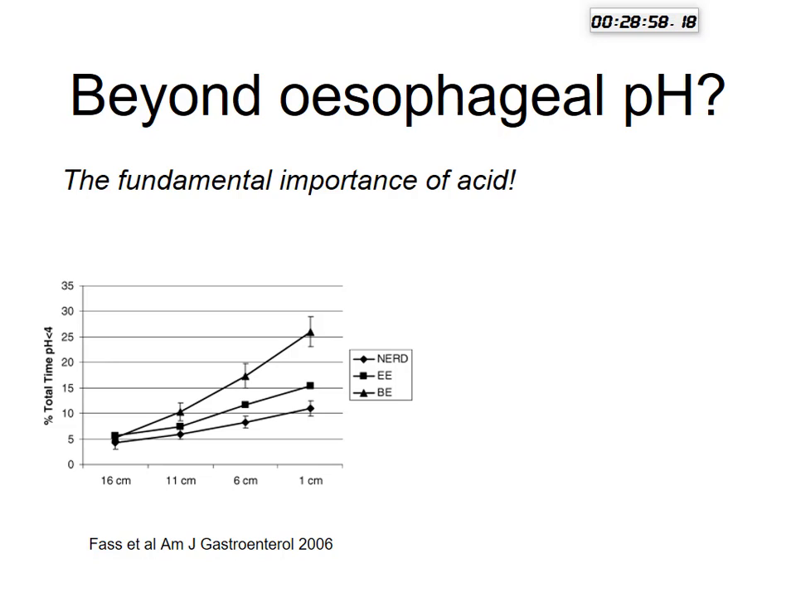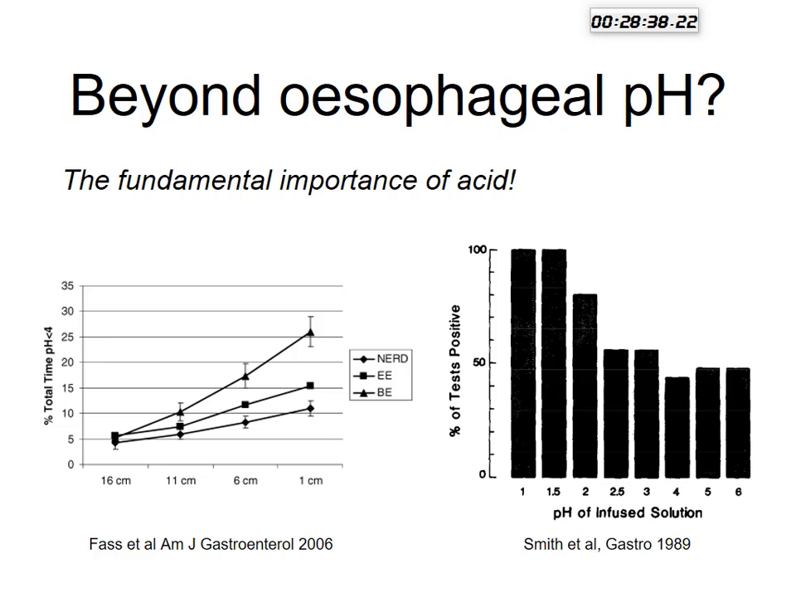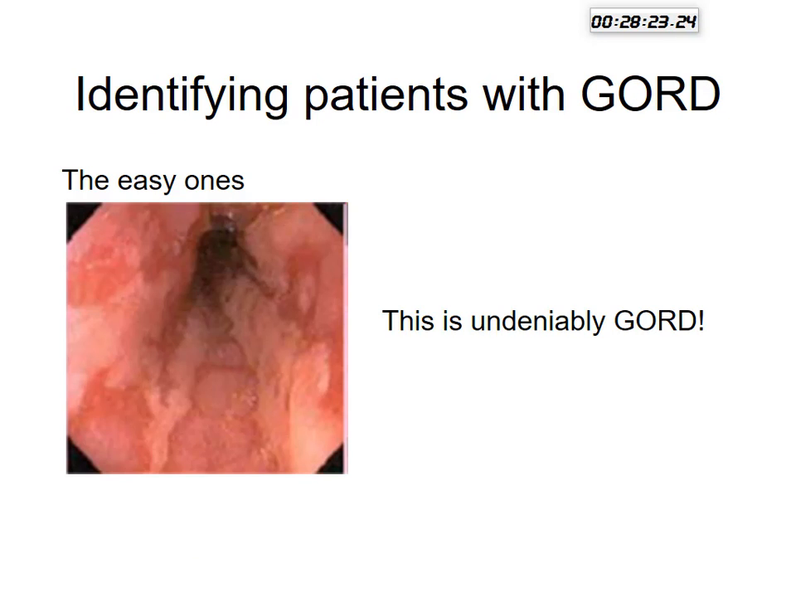So although I'm talking about new modalities, I think it would be wrong to ignore acid, because acid is fundamentally important in most reflux disease. We know that the more severe the injury, the higher the acid exposure. Patients with Barrett's esophagus have a higher acid exposure on average than patients with non-erosive reflux disease. And we know that if you give intraesophageal acid infusions to patients with reflux, if it's a pH of 1, 1.5, you will cause symptoms in everybody. The higher the pH, the less likely you are to cause symptoms. So acid is important, and we shouldn't forget that.